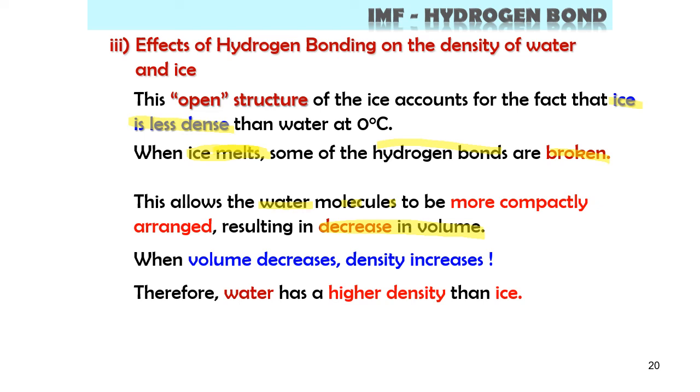So when volume decrease, density akan increase. So ingat the relationship is density is mass over volume. So kalau volume decrease, density akan increase or vice versa lah. Therefore, kalau water in liquid form will has higher density compared to ice.